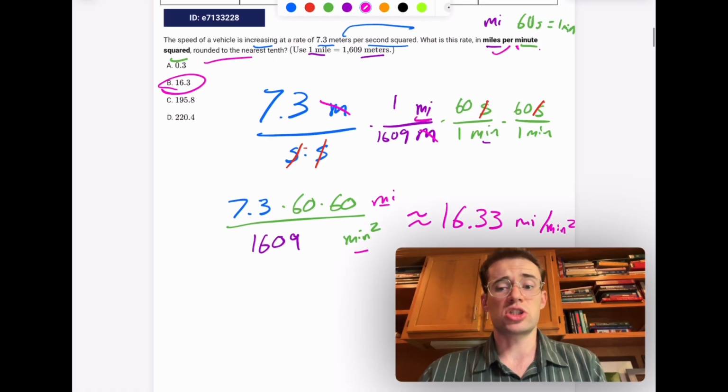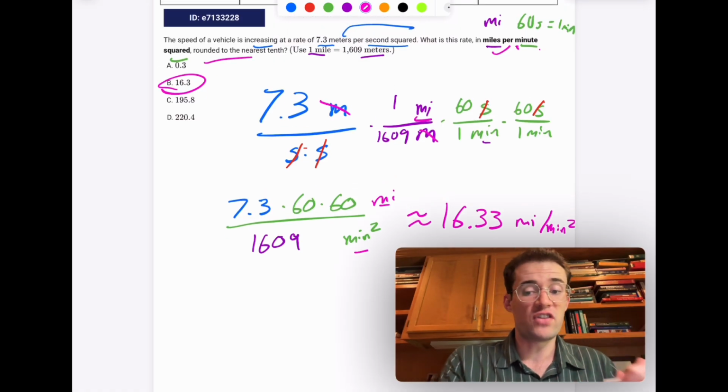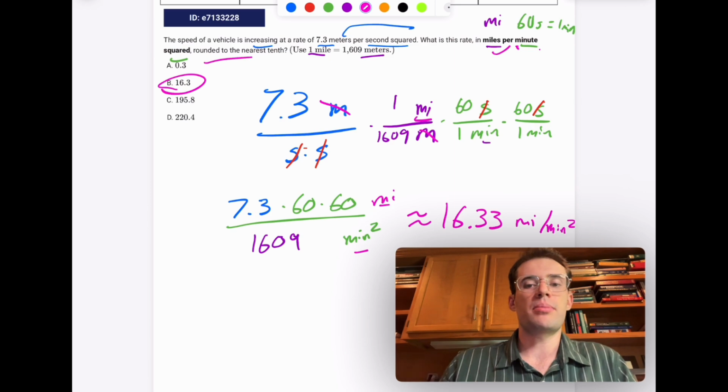So I just like to set it up like this. I call this unit analysis. This is usually something you'll do in physics and in chemistry class. Just make sure that you're setting them up appropriately.